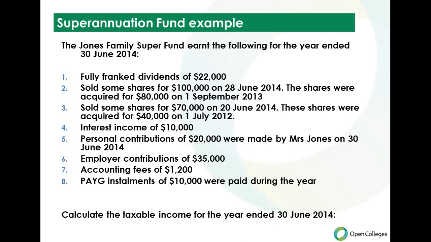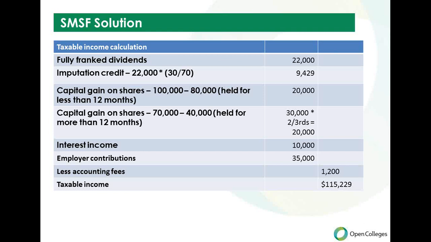So start off by including the fully franked dividends of $22,000 with an imputation credit of $9,429. So 22,000 multiplied by 30 on 70, $9,429 is also added to the income. The capital gain on shares, which were held for less than 12 months, is the full $20,000. But the capital gain on shares held for more than 12 months is reduced from a gain of $30,000 to a gain of $20,000 because of the 1/3 reduction. The interest income of $10,000, the employer contributions of $35,000, take off the accounting fees, and you end up with taxable income of $115,229.